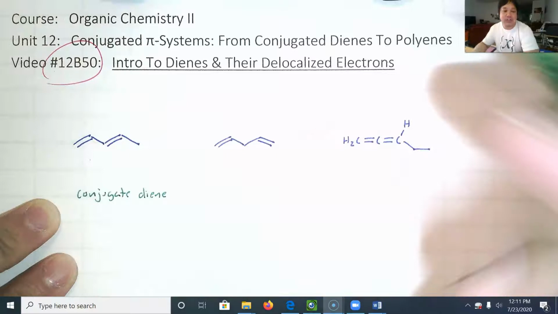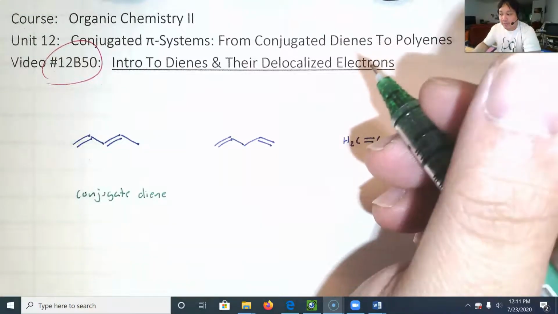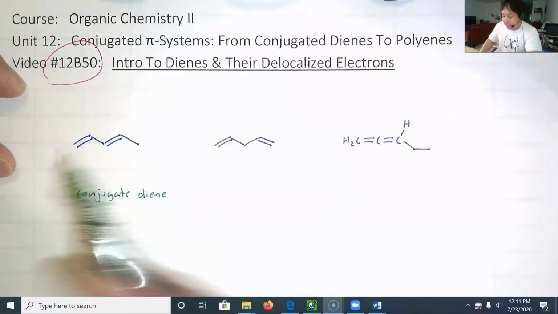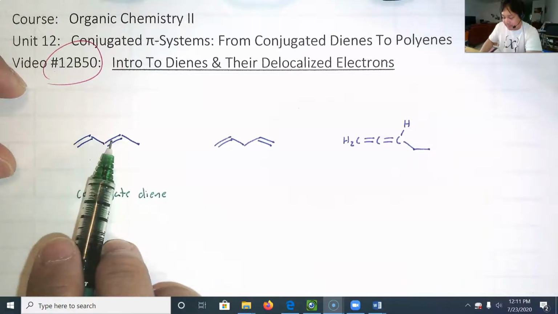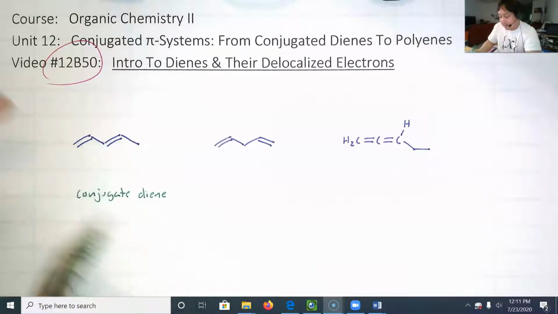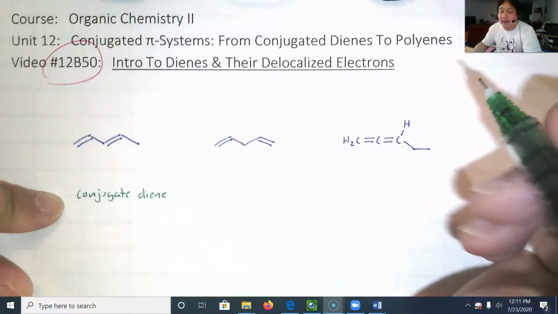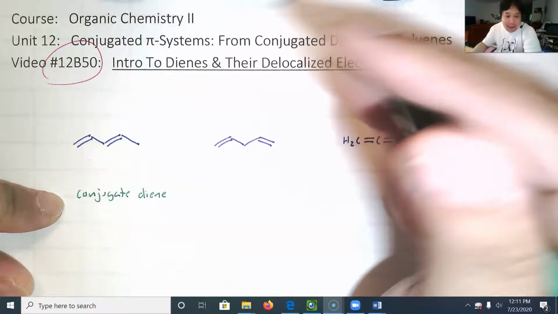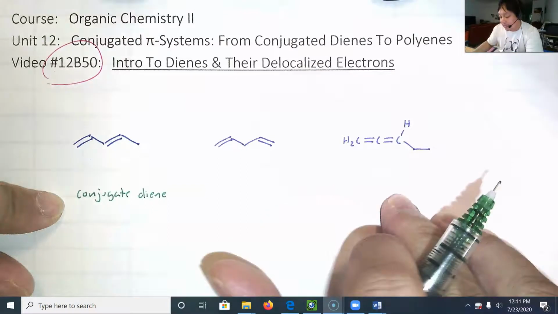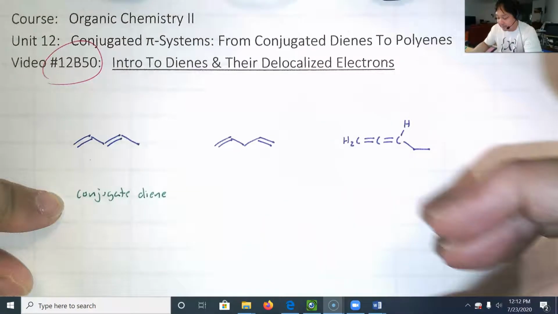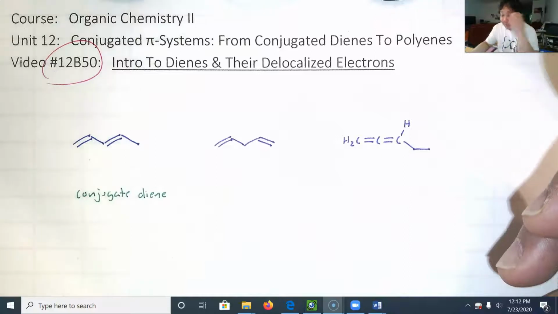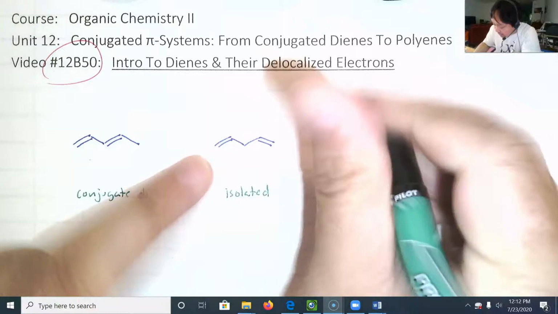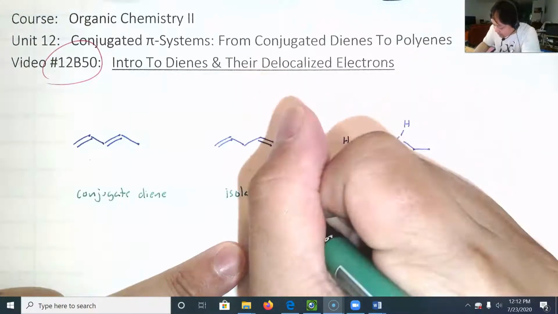You could recognize conjugated pi systems from the alternating pattern between double bonds and single bonds. You have double bond, single bond, double bond. They're alternating. Conjugated dienes have special stabilities, unique reactions compared to other types of dienes. This one, we could call an isolated diene. You separate the two double bonds further apart.